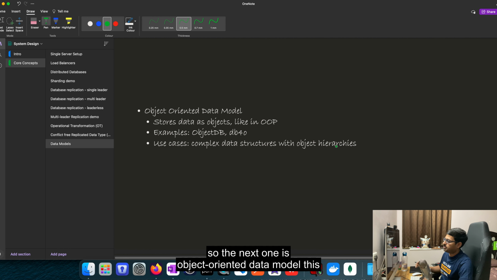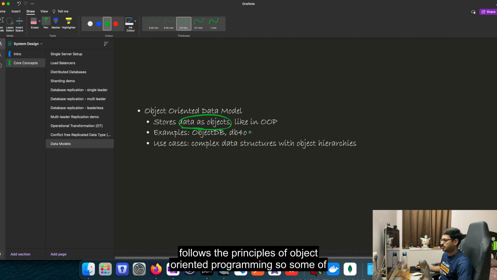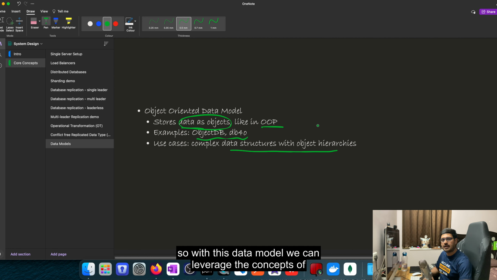The next one is the object-oriented data model. This is mainly used with Java applications, and it is very tightly coupled with the concept of object-oriented programming. In this data model, the data is stored as objects and it follows the principles of object-oriented programming. Some examples are ObjectDB and DB4O. The main use case is when you have complex data structures with object hierarchies. With this data model, we can leverage the concepts of inheritance, abstraction, polymorphism, and things like that.